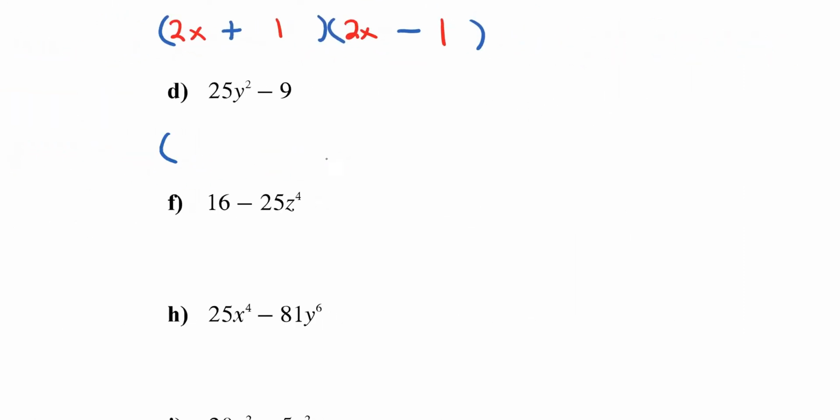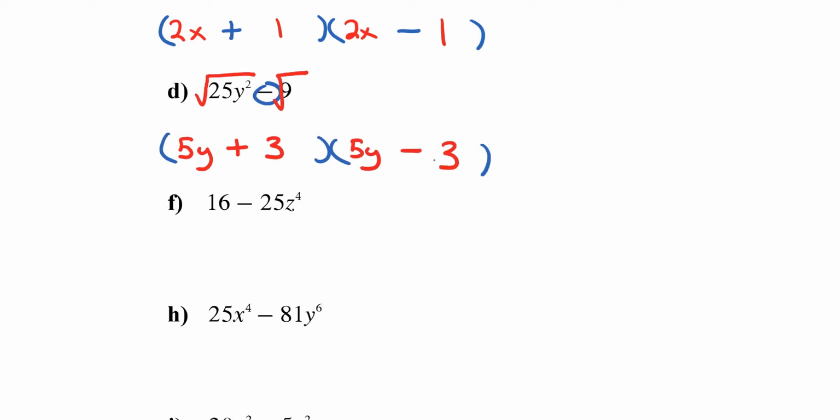For letter D, once again, we have two terms, and we have a minus sign in the middle, so we can set up two brackets with a plus and a minus sign. The square root of 25y squared is 5y, and the square root of 9 is 3, so 5y plus 3 and 5y minus 3.